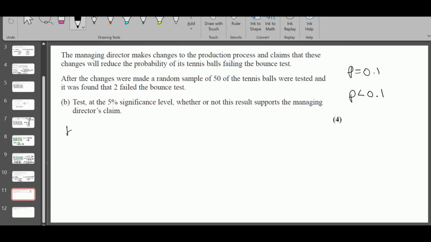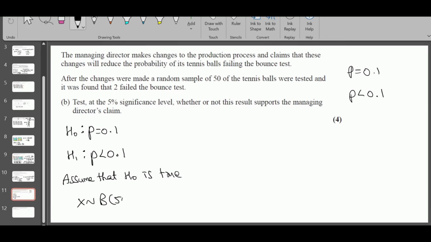You need to write H0: P is 0.1. H1: he believes that the probability is reduced. Assume that H0 is true. So X follows binomial distribution of 50, 0.1. Since it's a lower tail test, we need to find P of X less than or equal to the observed value. X less than or equal to 2 for n is equal to 50, P is 0.1.